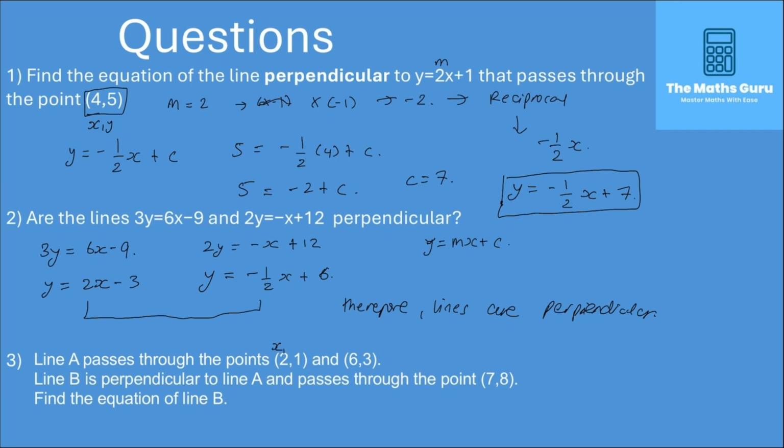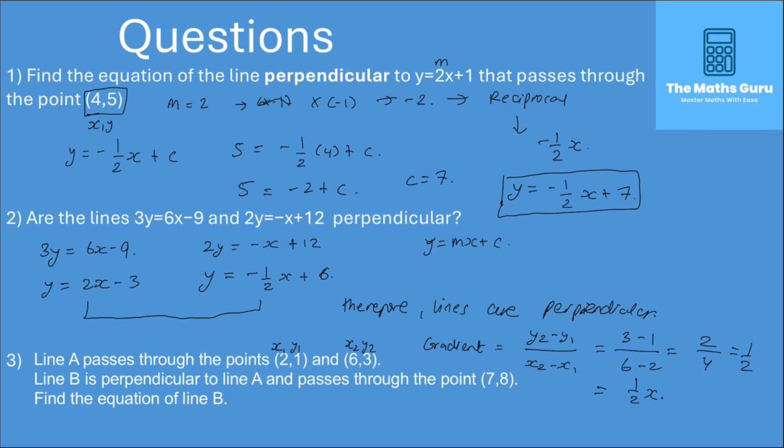So we will label our coordinates x1, y1, x2, y2, and to calculate the gradient of line A, we get y2 minus y1 over x2 minus x1, which is equal to 3 minus 1 over 6 minus 2, which gives us 2 over 4, which is equal to a half. So the gradient for line A is a half x.